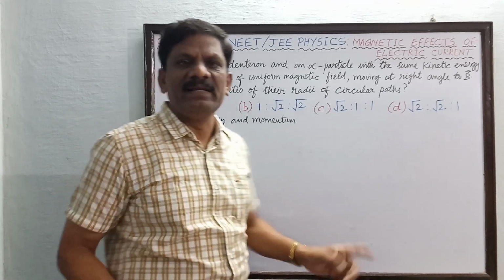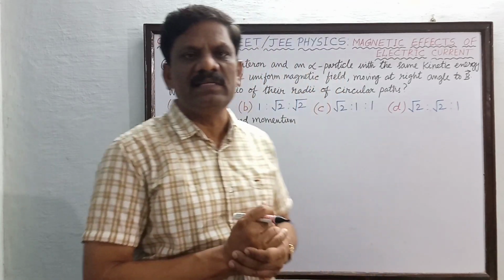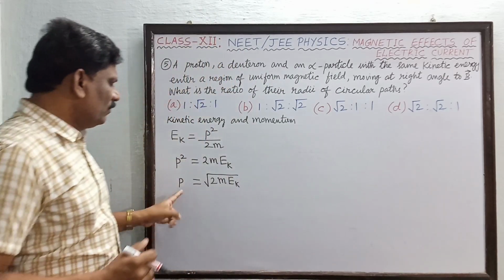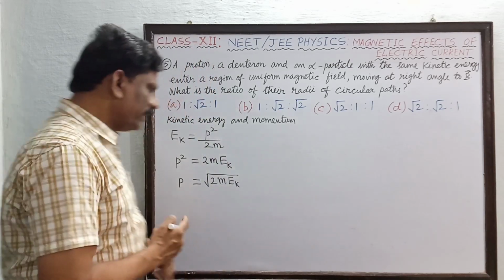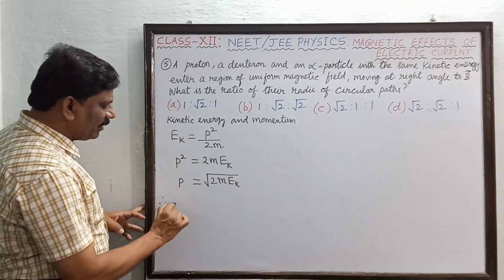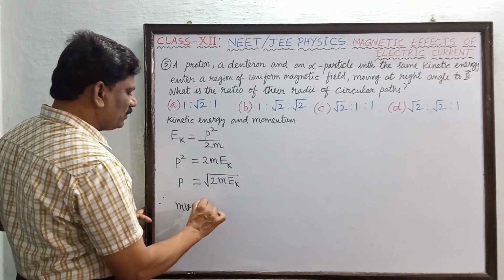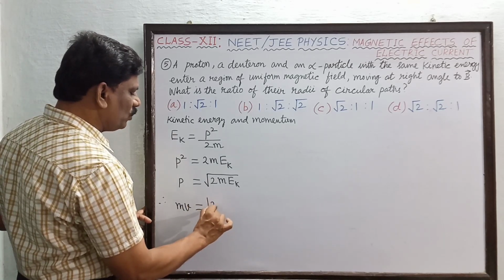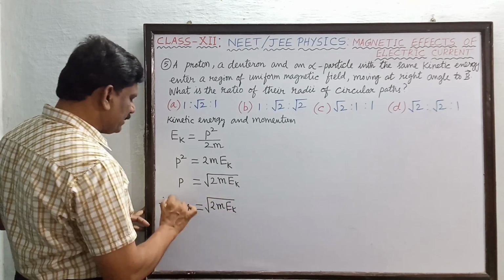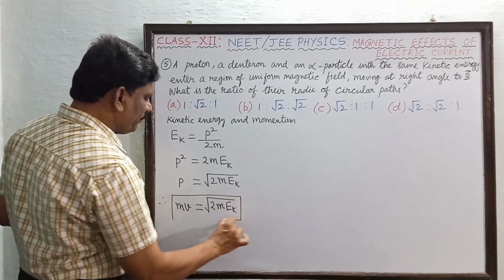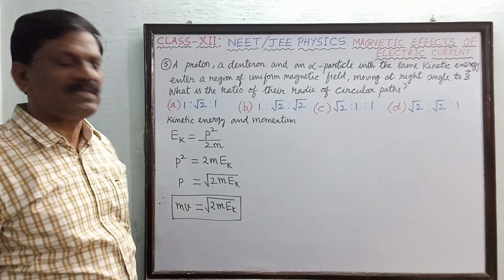Students, we have studied this relationship in the 11th standard also, and the same we are going to use now. Linear momentum is the product of mass into velocity. Therefore momentum is m into v, which is equal to square root of 2 into m into E kinetic. I am going to substitute like this. This is a very important relationship for solving such problems.